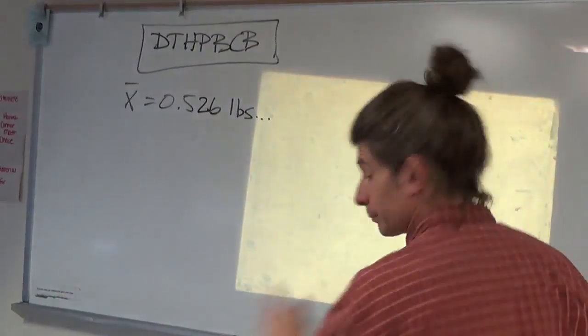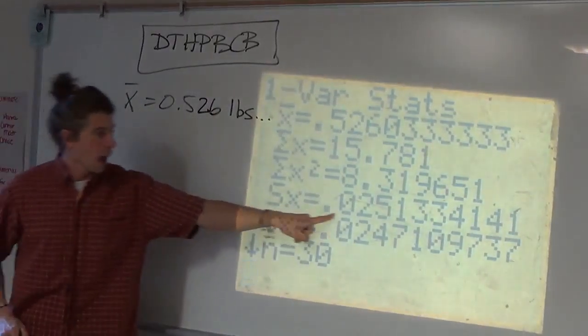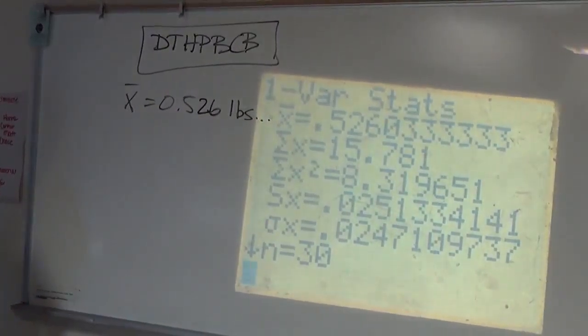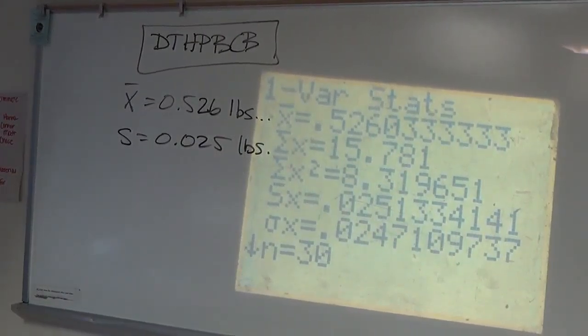We've got a sample standard deviation of about 0.025 pounds. Yes? How can we use that? What I might recommend doing is you think about the way we constructed margins of error for proportions and see if you can make some kind of an analogy.